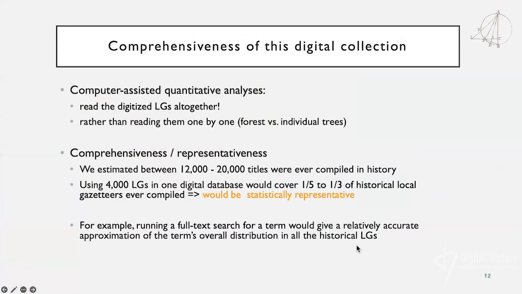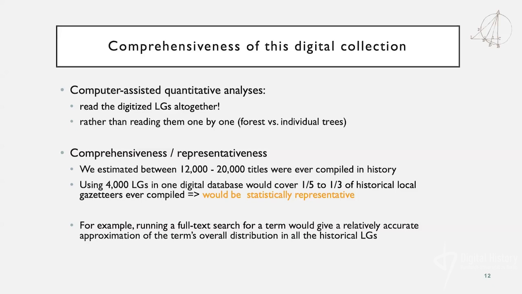Okay, so back to the comprehensiveness of this digital collection. We already know that this is really a big collection, and now it is possible to do computational quantitative analysis. Rather than reading each of the gazetteers alone, we can read them all together. 4,000, that's amazing. But we also need to go back to the question I mentioned earlier: we need to think about how representative this collection is with regard to all the historical gazetteers that were ever compiled. And many of them are lost by now.